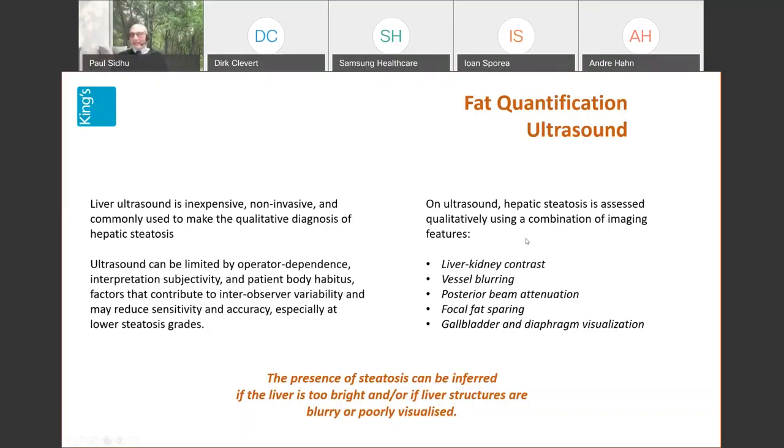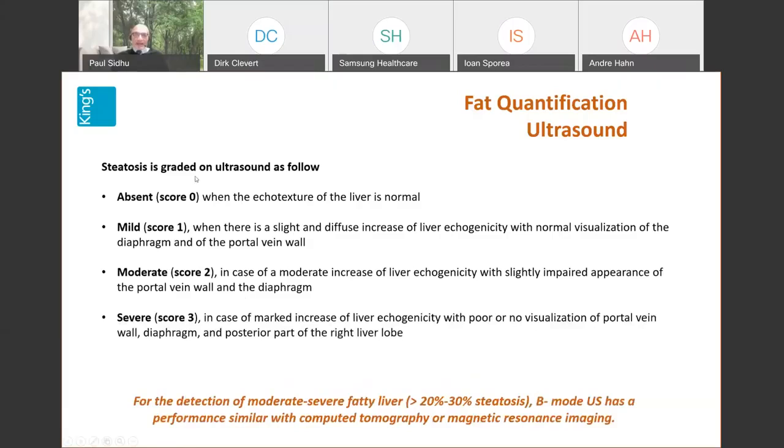And on the basic ultrasound in hepatic steatosis, you're qualitatively or subjectively looking at your liver-kidney contrast changes, vessel blurring, posterior beam attenuation, areas of focal fatty sparing, and whether or not you've got good gallbladder and diaphragm visualization. So the presence of steatosis is inferred if the liver is too bright, or if the structures are blurry or poorly visualized. And you can grade it on this, and this grading is a very subjective grading, as you would imagine, absent to mild to moderate to severe. And in the severe cases, you've got marked increase of liver echogenicity with poor or no visualization of the portal vein down the posterior part of the right liver. And I think we all practice this by assigning a score to what we think that liver steatosis is and pass this on to the referring clinician.